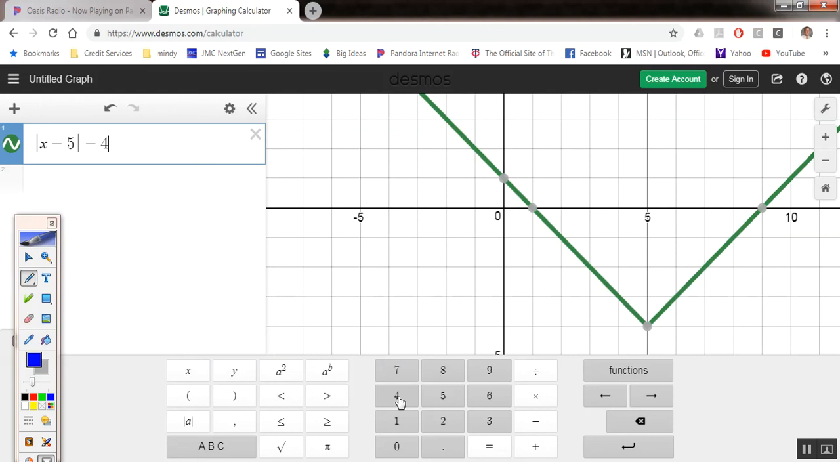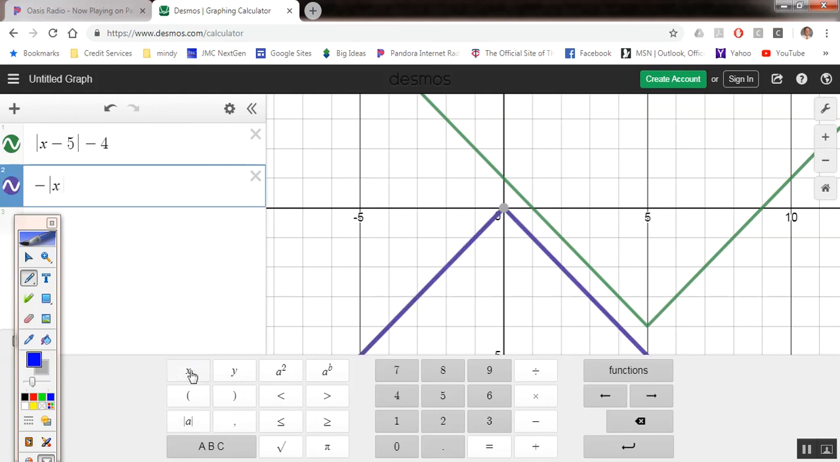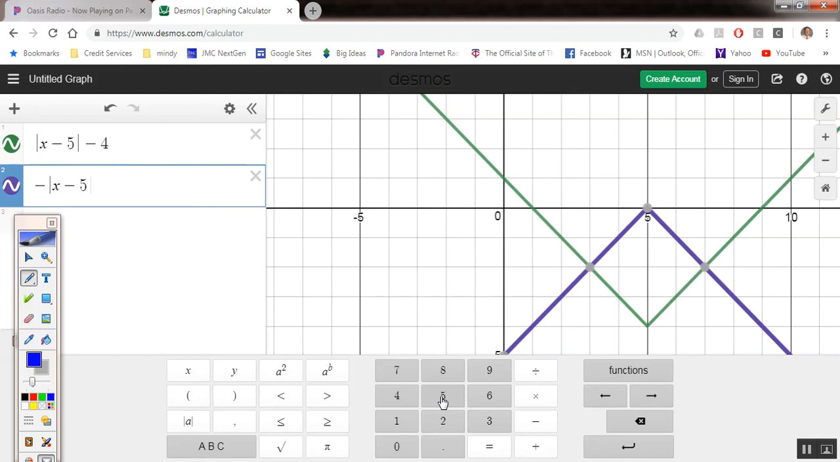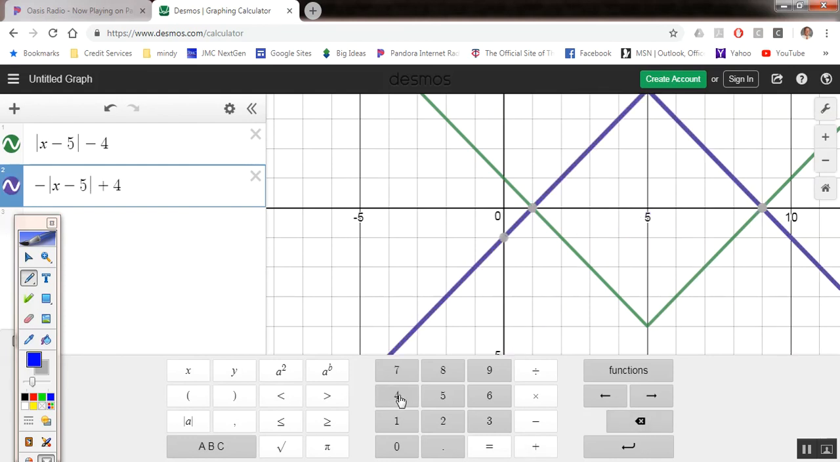What did we come up with for h of x, kids? Negative and then absolute value x minus 5, and then that ends and then it's plus 4. No, outside of the absolute value. Oops, yep, thank you. Darn technology. Does that look like the green function flipped over to the purple function?